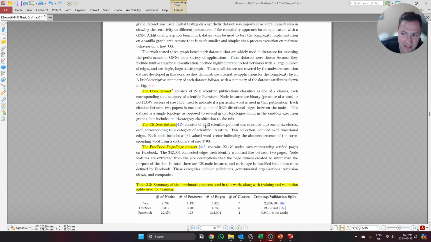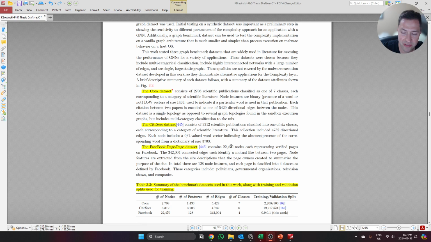The CiteSeer data set consists of 3,300 plus scientific publications, one of 6 classes, so multi-categorical classification. And here we have 4,700 directional edges, and each node includes a 0 to 1 valued word, the absence or presence of the corresponding word from a dictionary. Very similar to the Cora data set. The Facebook page data set is a little different.